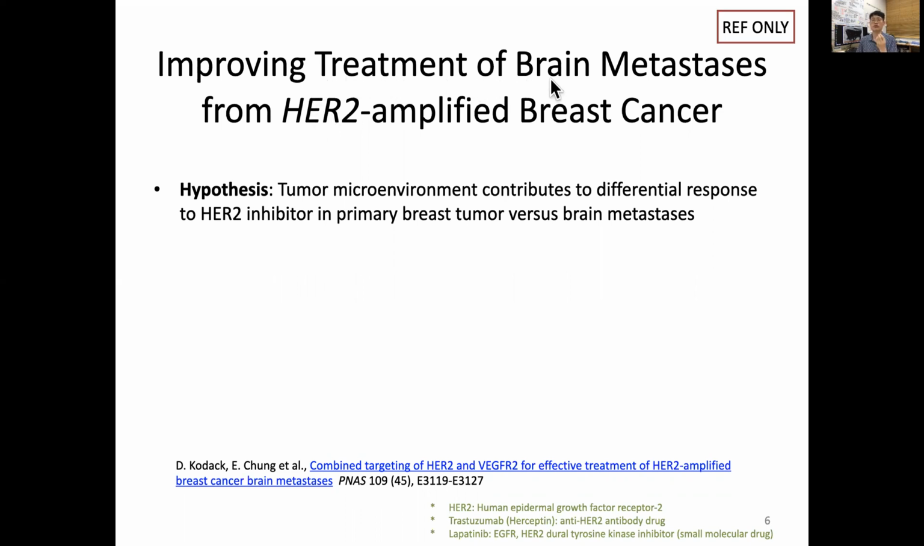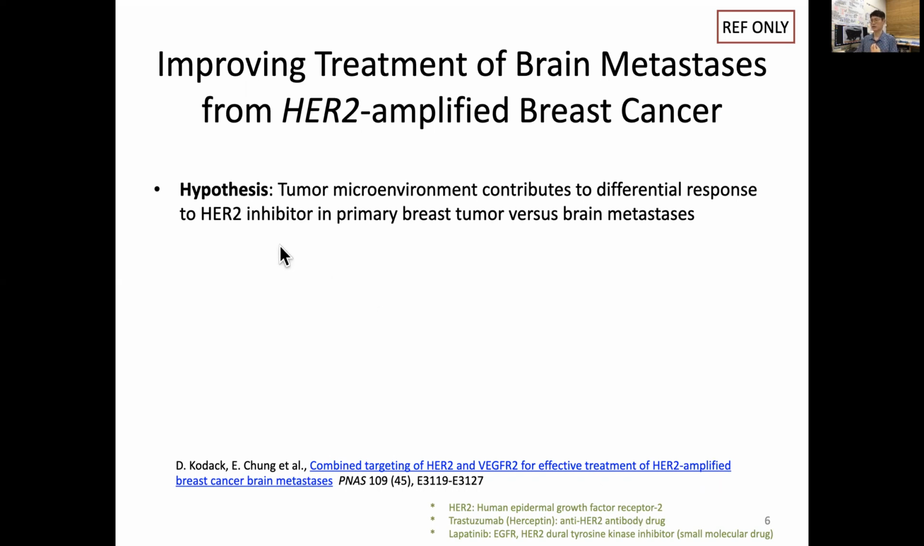Improving treatment of brain metastasis. Metastasis is a cancer growing, spreading in another organ. For example, breast cancer cells can get into the brain, and we call that brain metastasis. We want to improve the treatment for breast cancer whose cells are so-called HER2 amplified. What is HER2? HER2 is a kind of growth factor receptor which makes the cancer cell grow fast. In this case, human epidermal growth factor receptor 2.